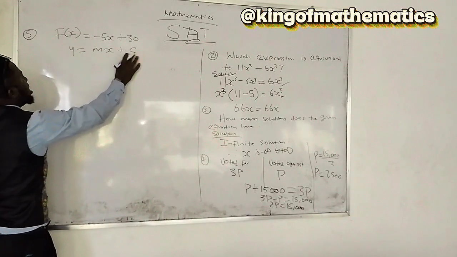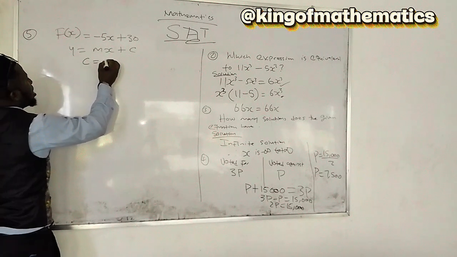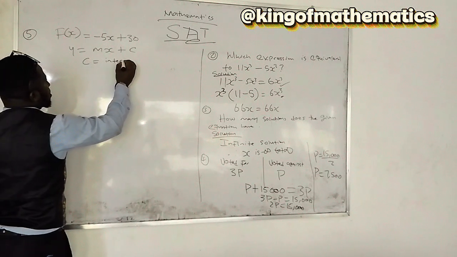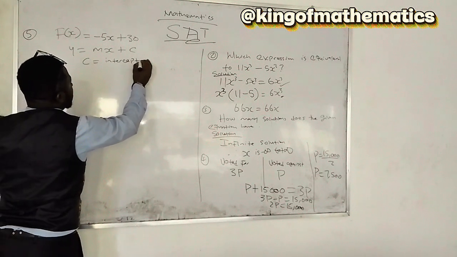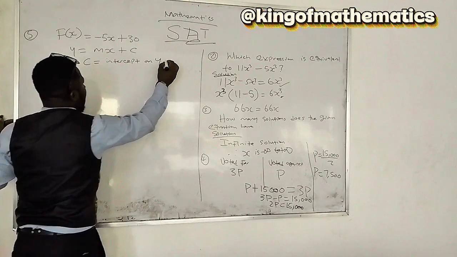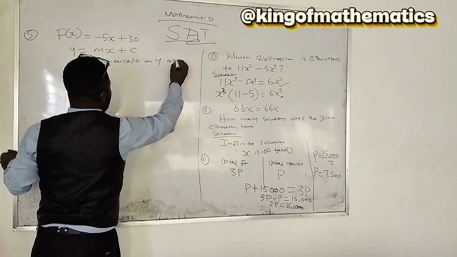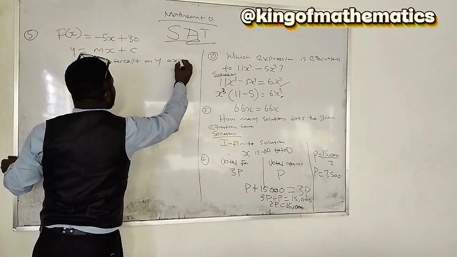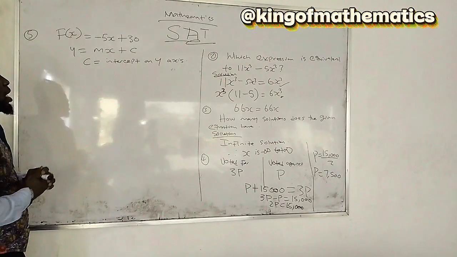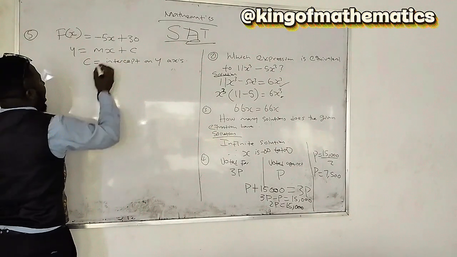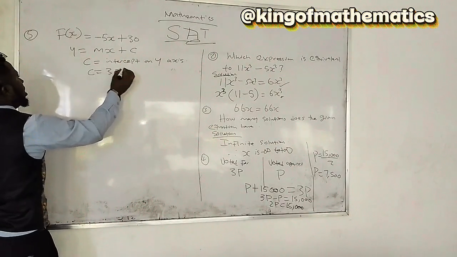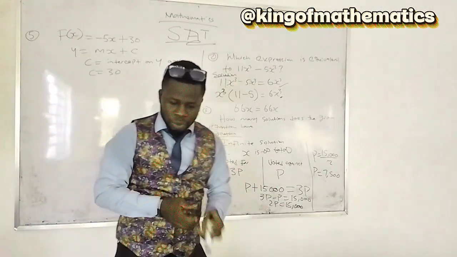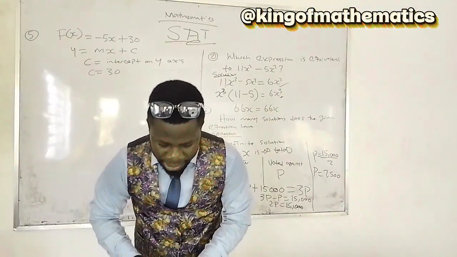So this c is the intercept on the y-axis. So the intercept on the y-axis here, c, is what? Is 10. That's one thing we should know. We are not told that.